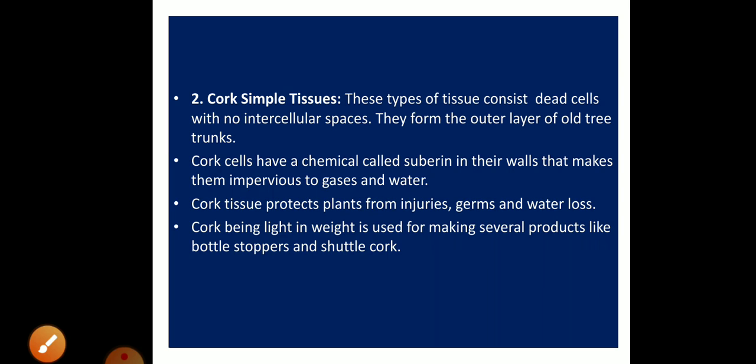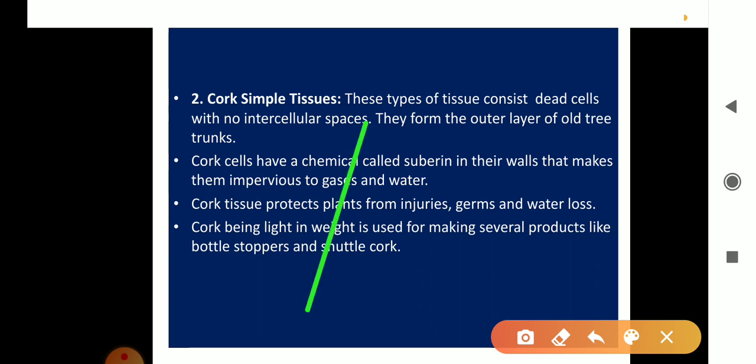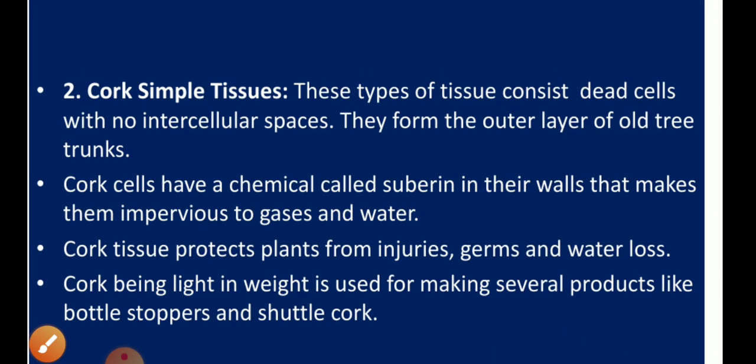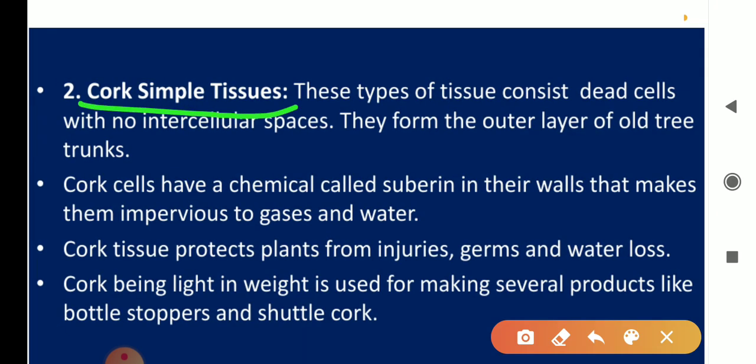Now next, the second protective tissue is cork. It is called cork. Okay, now I think it is visible to you. Then cork is the second protective tissue. These are tissues consisting of dead cells with no intercellular spaces. Actually, what happens when the epidermis becomes dead? Then so many layers of it collect on the outer surface of the tree or plant, and all those dead cells together are called the cork, and they do not have any intercellular space. They form the outer layer of the old tree trunk.